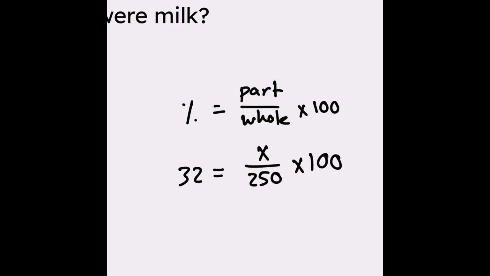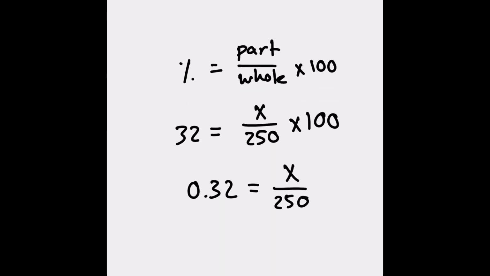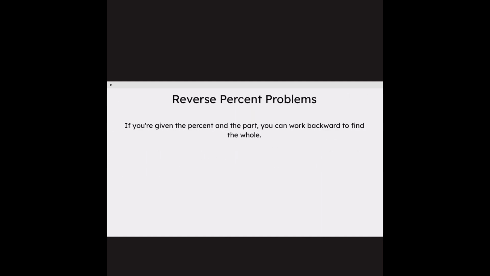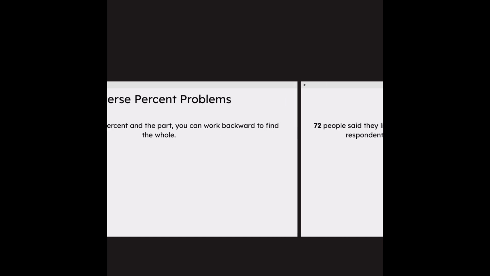Again, first we divide both sides by 100 to get rid of this, and we end up with 0.32 equals X over 250. Then we multiply both sides by 250, and we get X is equal to 80 again. So either way, we get 80. If you're given a percent and a part, then you can work backward to find the whole. Let's look at what that means.